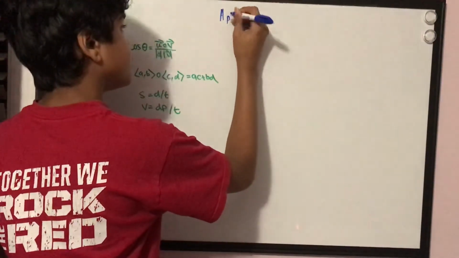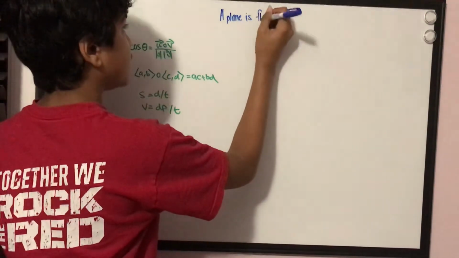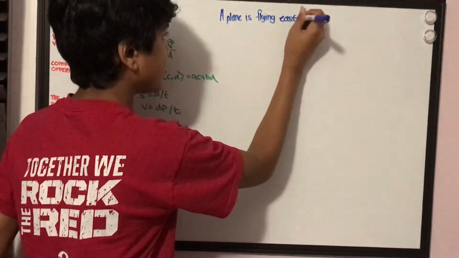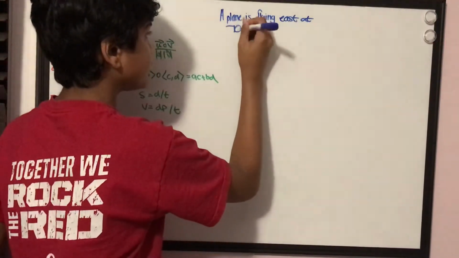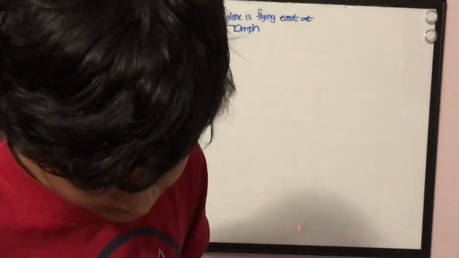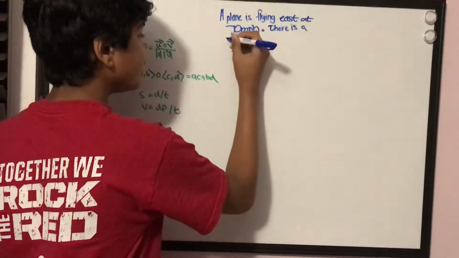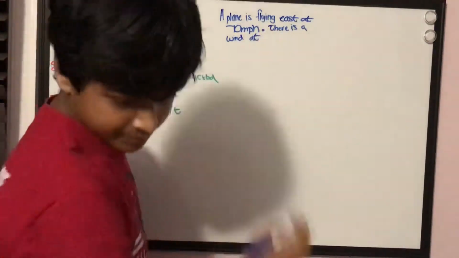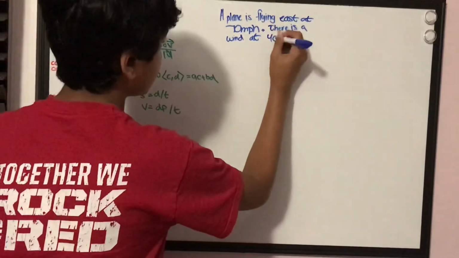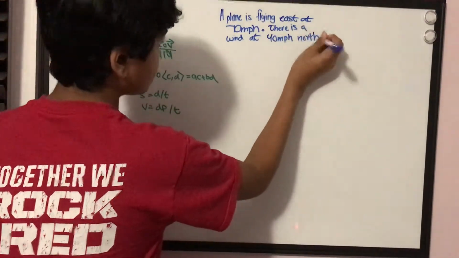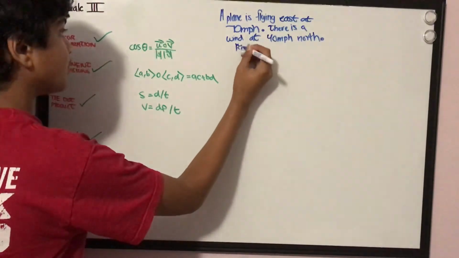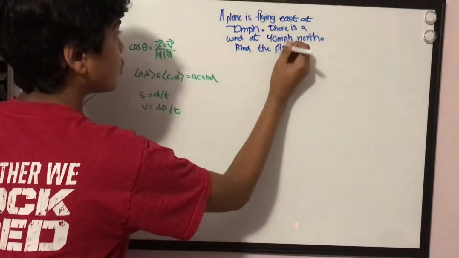Okay, so the problem is: a plane is flying east at 70 miles per hour, and there is a wind at 40 miles per hour north. Find the plane's pathway with the wind.